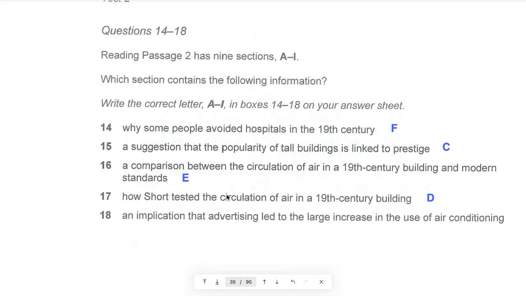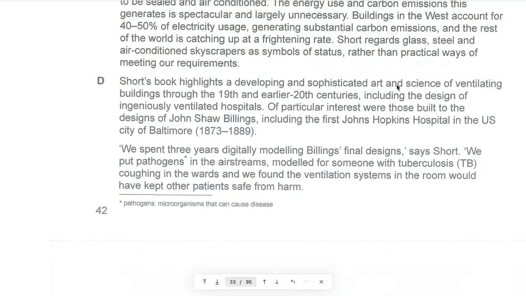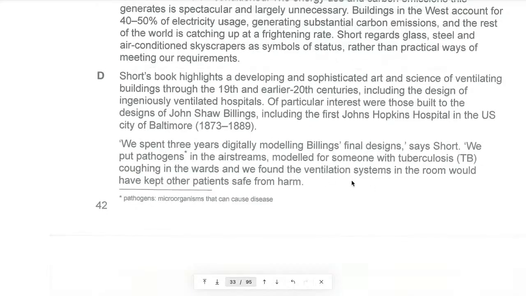How short tested the circulation of air in the 19th century building? Okay, this one is not hard, easy. D, where's that? The second paragraph. We spent 3 years digitally modeling buildings' final design. Short, we put pathogens in the extreme models for someone with tuberculosis coughing in the ward, and we found the ventilation system in the room would have kept all the patients safe from harm. Yeah, we can see some important words there. I hope you can recognize that.